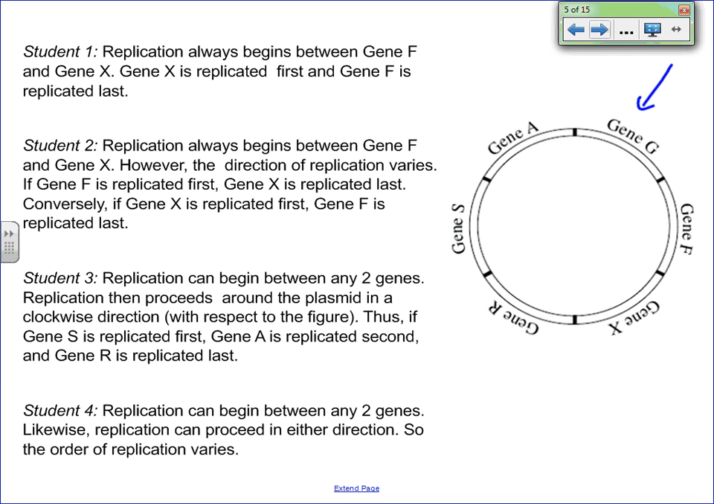Student 2 says replication always begins between F and X. However, the direction of replication varies. What does that word varies mean? It depends. It can either go that way, or it can go that way. That's student 2. Student 3 says that replication can begin between any of the two genes, so it can be here, here, here, here, here, here. And which direction does he say it has to go?